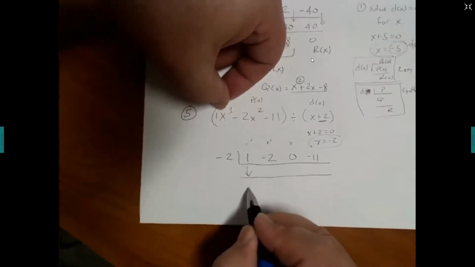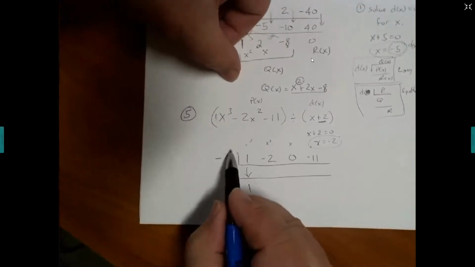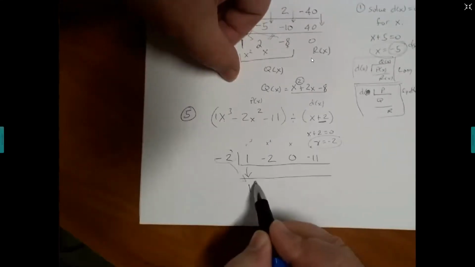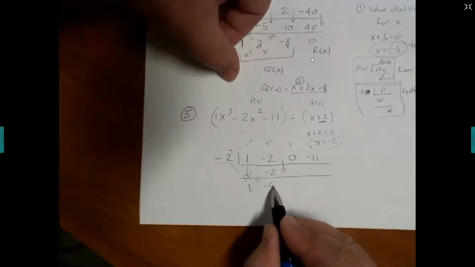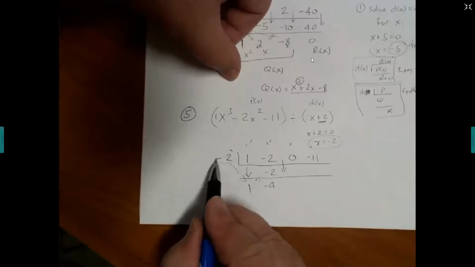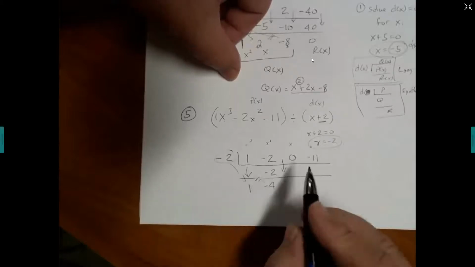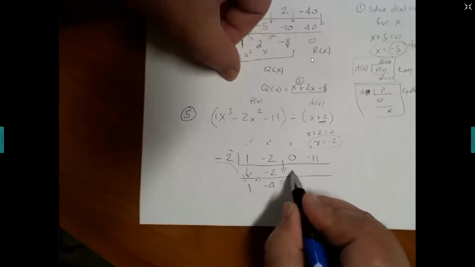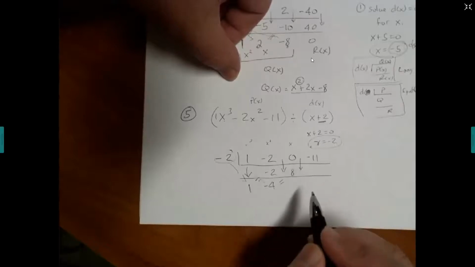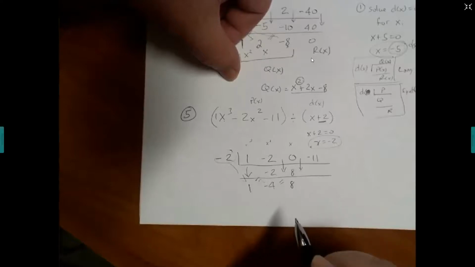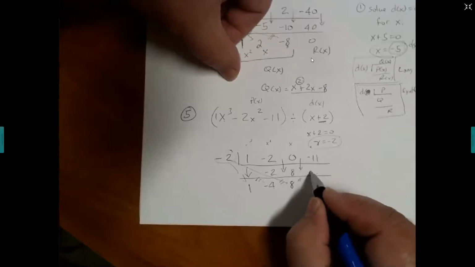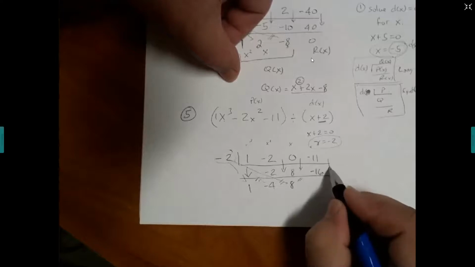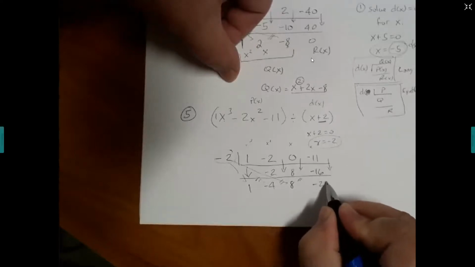All right, bring down the first term, multiply and add. -2 times 1 equals -2. Add. -2 minus 2 is -4. Multiply. -2 times -4 is a positive. 2 times 4 is 8. 8 plus 0 is 8. -2 times 8 gives us -16. Add those, we get -27.